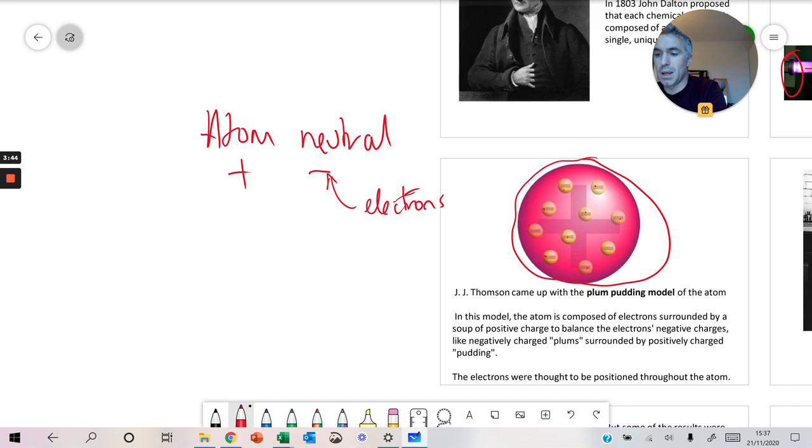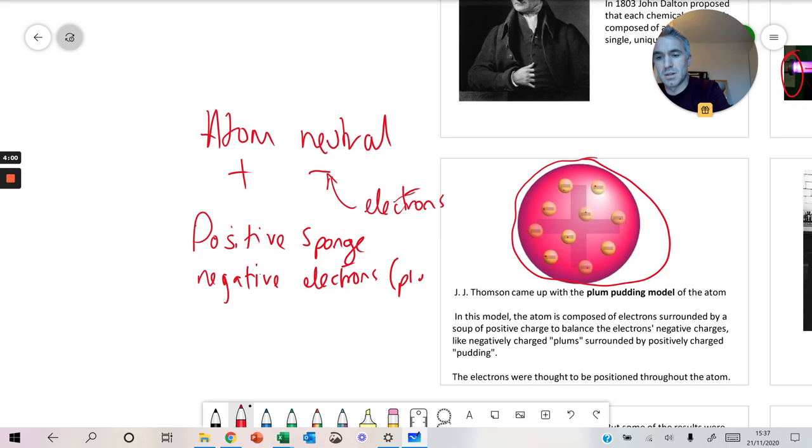So a big positive sponge with negative electrons, plums, all the way through. And so it's neutral, and there we go. And that's the theory of the atom for a period of time.